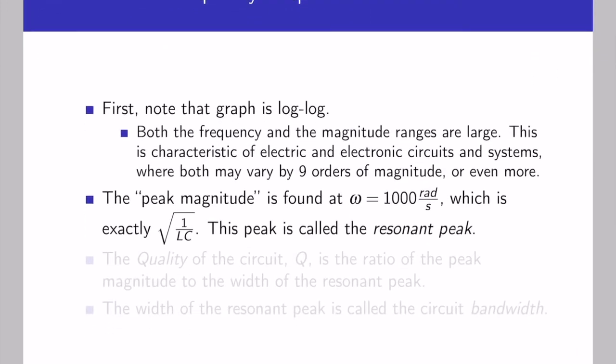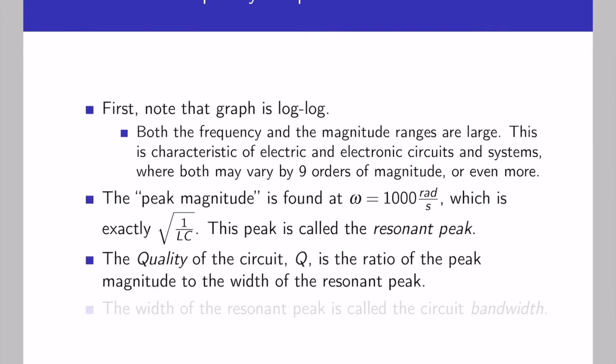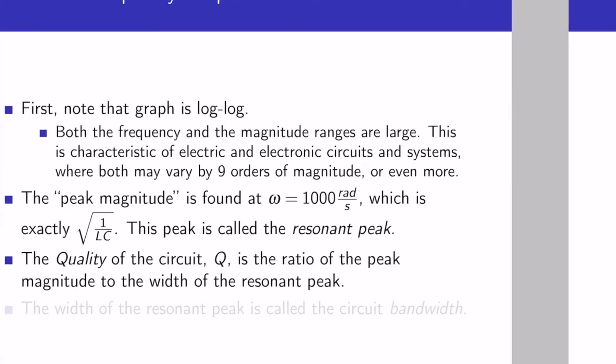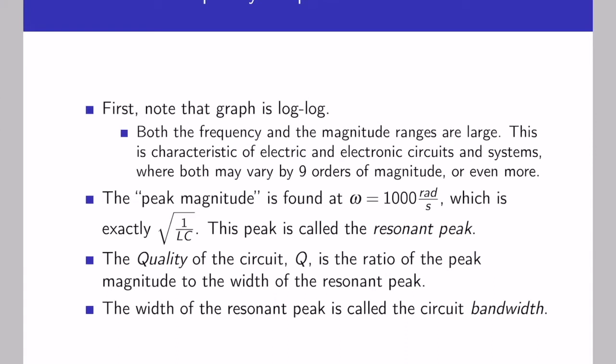We can talk about the peak magnitude, which on our graph occurs where ω is equal to 1,000 radians per second, exactly the natural frequency, the square root of 1 over LC. We call this peak the resonant peak. We can define the quality of the circuit, Q, to be the ratio of the peak magnitude to the width of the resonant peak. The width of that resonant peak is called the circuit bandwidth.